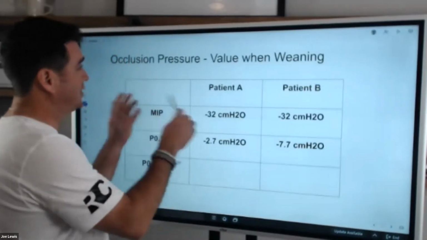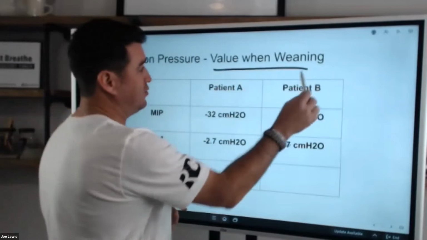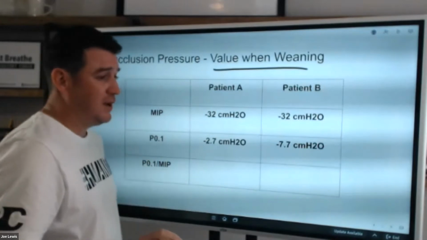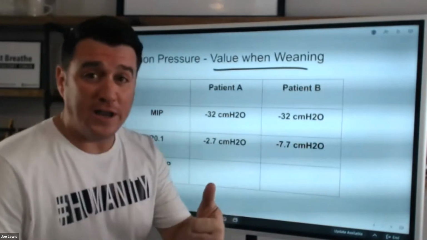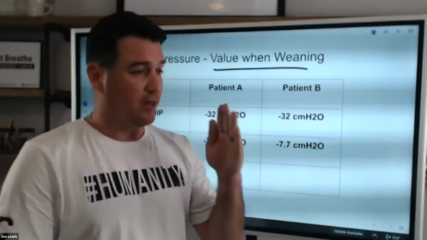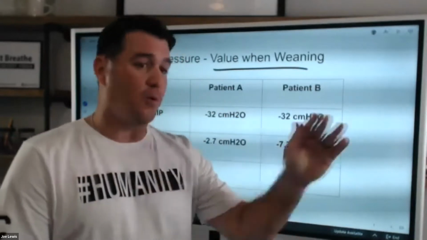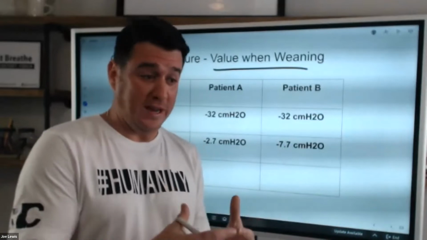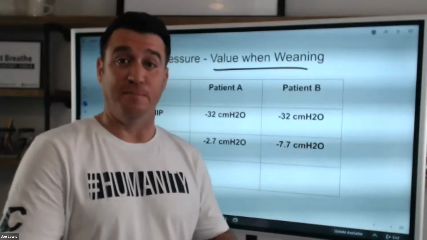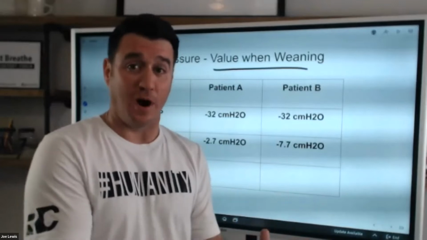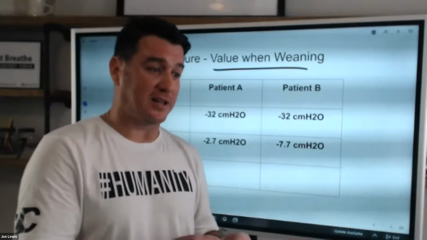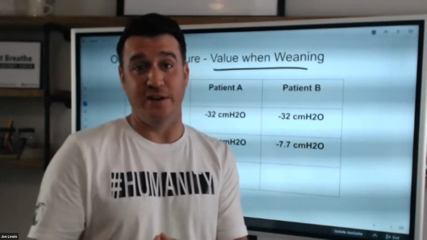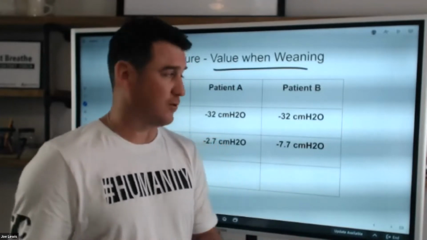Okay, now let's talk about the occlusion pressure and its value during the weaning process. Okay, we probably all know that there's not any one weaning parameter that always leads to success. We know that. What we know is that weaning success is predicated on a multitude of parameters and markers. And it almost seems like the more we have, the better we get at really fine tuning and being able to identify potential problems down the road.